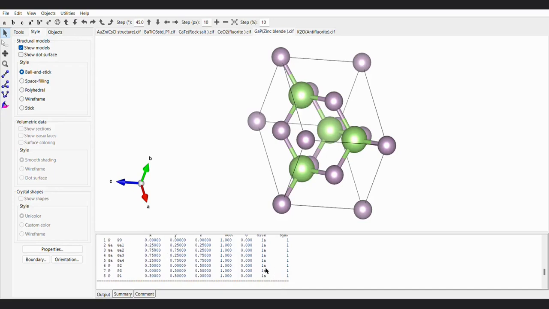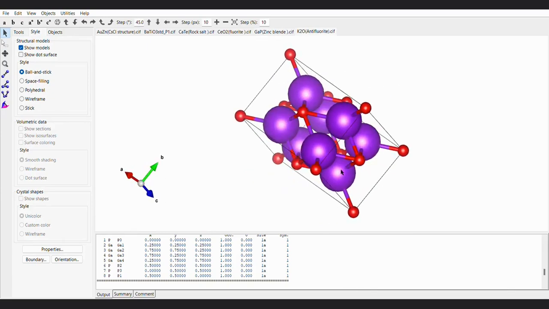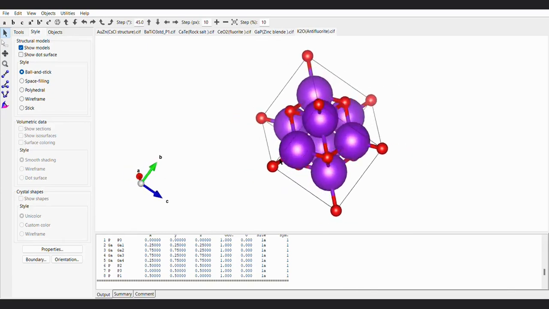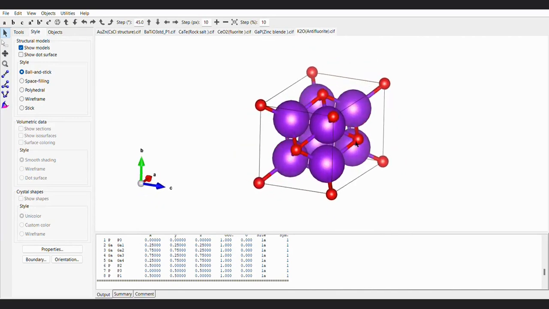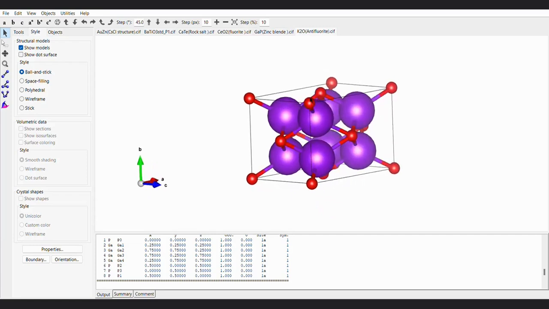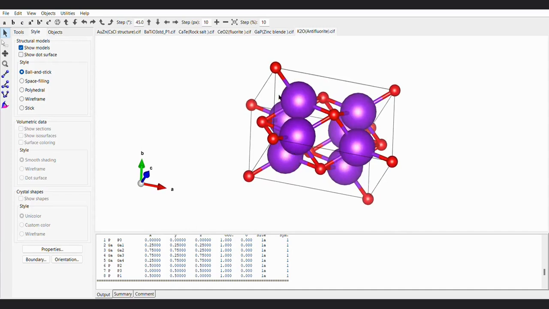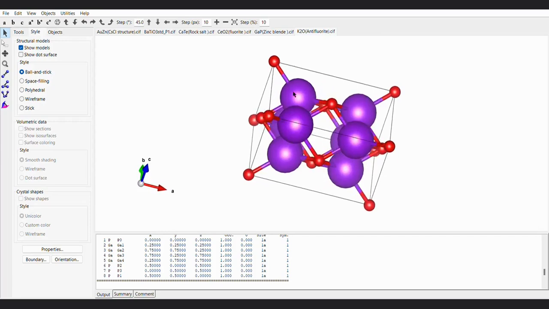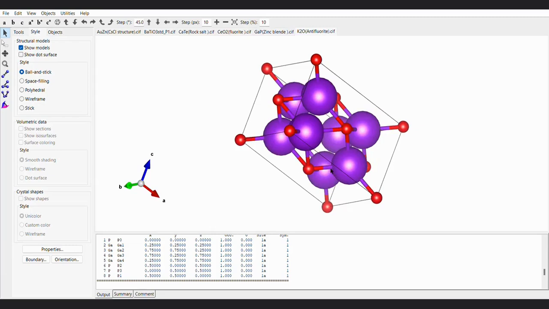Moving on to the next structure, which is of K2O, which resembles an anti-fluoride structure. Here, oxygen atoms occupy lattice sites, while potassium fills the interstitial positions. So in the FCC, the face centers and the corners are taken up by oxygen, and all the tetrahedral voids are filled up by potassium.